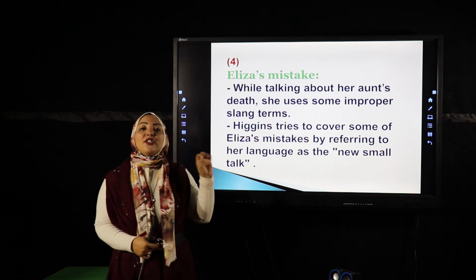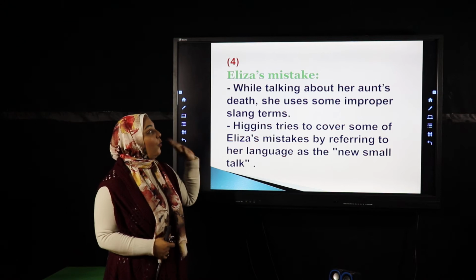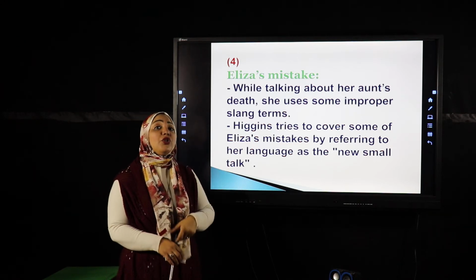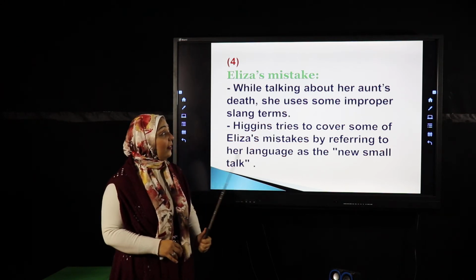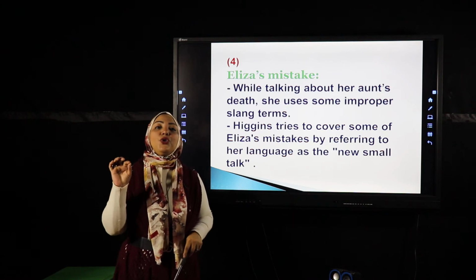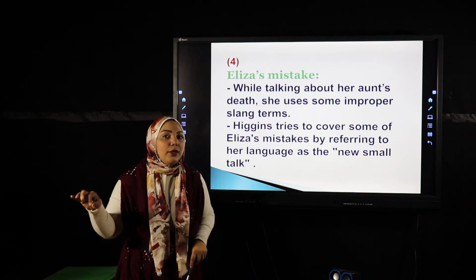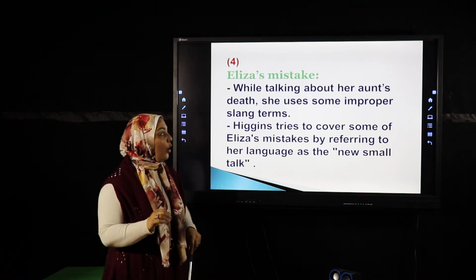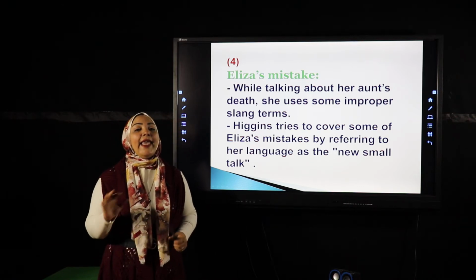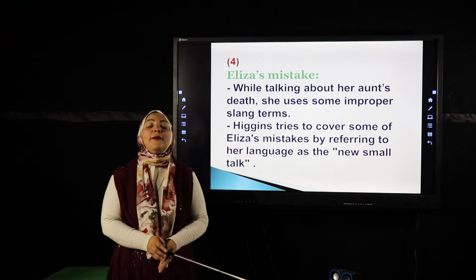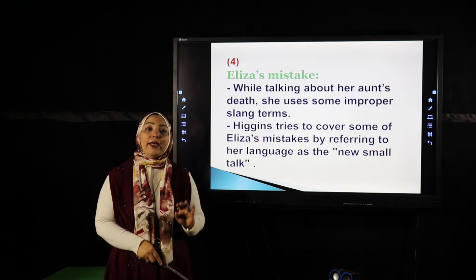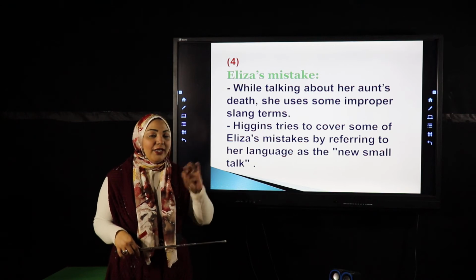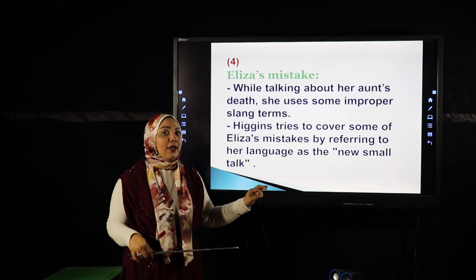So Eliza started to make a mistake. What was that mistake? Not only talking about her aunt's death, but also she started to use some slang terms that were improper for a lady. Okay? Of course, Professor Higgins, caring about the thing that he had created, wanted to cover her mistake. What did he say? How did he justify Eliza's mistake?